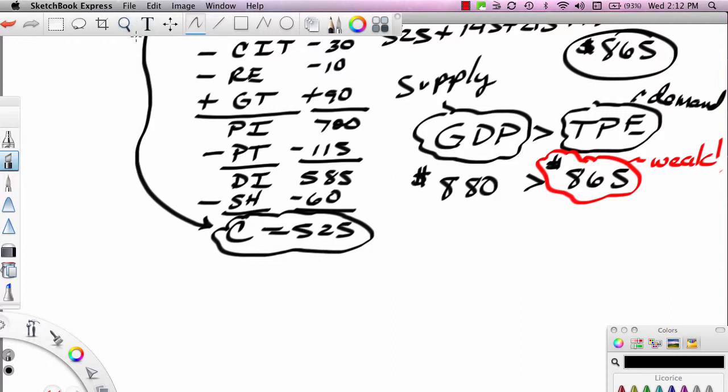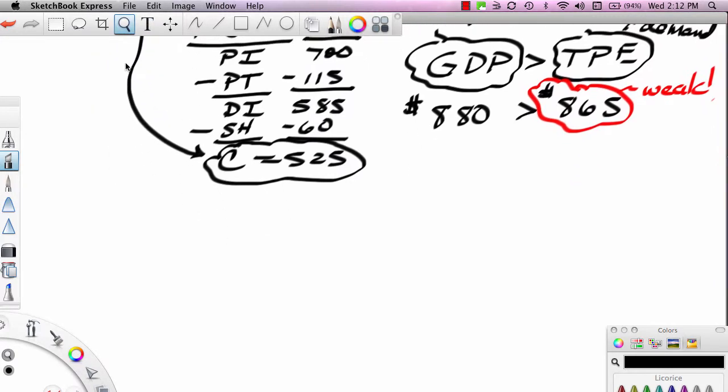We don't study disequilibrium because disequilibrium is that interesting. We study disequilibrium because we know that disequilibrium is going to move towards equilibrium. In other words, the system's going to move. And we're interested in these movements in the variables. So what's going to happen if GDP is greater than TPE?